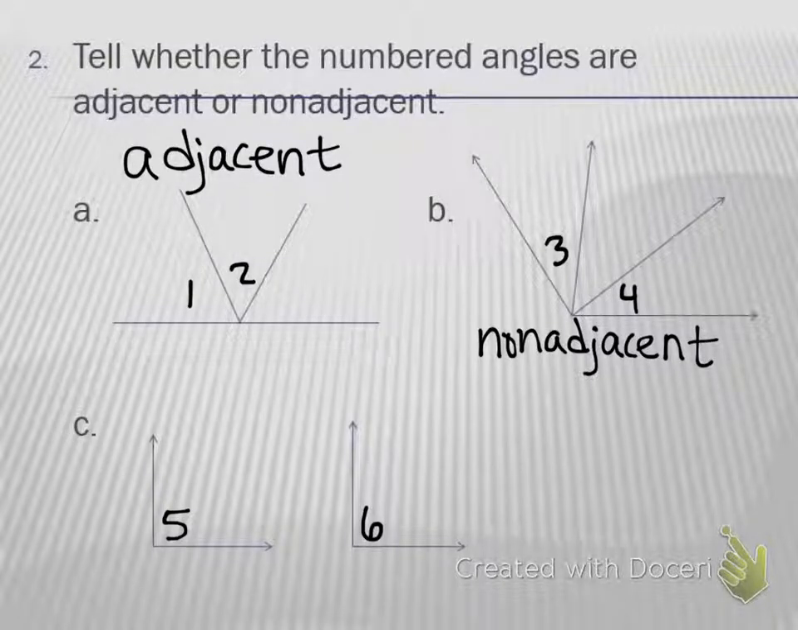All right, what about C, angles 5 and 6? Are those adjacent? No, why not? So I agree that they are non-adjacent, but we have to be able to tell why. They don't have a common endpoint, for starters. Okay, this one at least had a common endpoint. They don't have a common endpoint or a common side. So even though they're sitting next to each other, in geometry they are considered non-adjacent also.